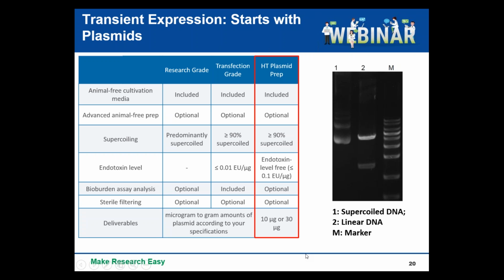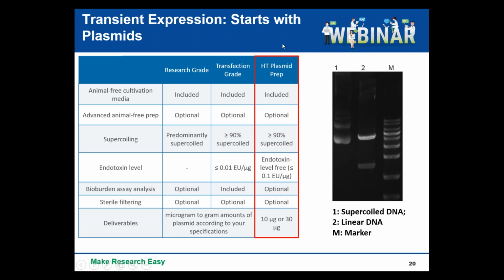And most of the time, transient expression begins with sequence. So customer provides a sequence. We do the codon optimization, gene synthesis, and then do the plasmid prep. And obviously, you need high quality plasmid. And this slide captures the different kinds of plasmid parameters depending upon the application. So you have research grade plasmid, transfection grade plasmid, and high throughput plasmid prep for your high throughput needs.